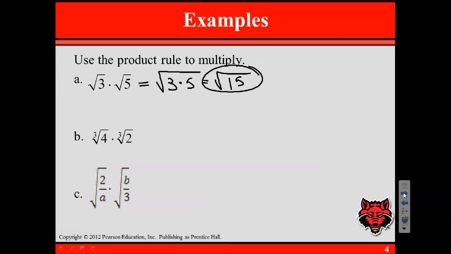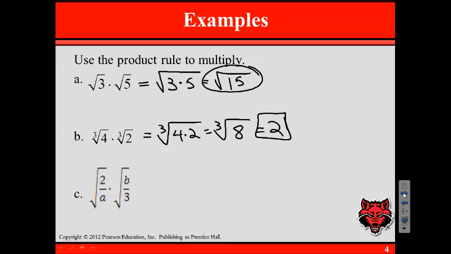Let's try another example. We have the cube root of 4 times the cube root of 2. That becomes the cube root of 4 times 2, or the cube root of 8. Now this example is different than the last example because 8 actually has a cube root. The cube root of 8 is 2. We know that because 2 raised to the third power is 8.